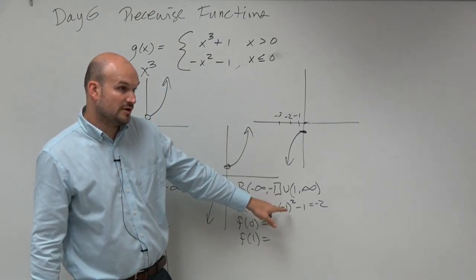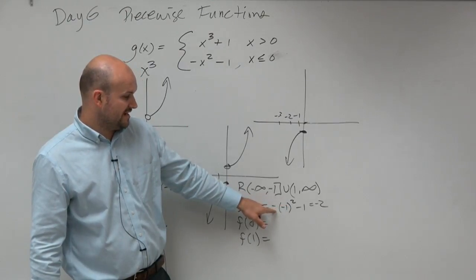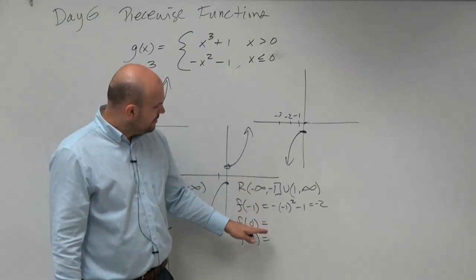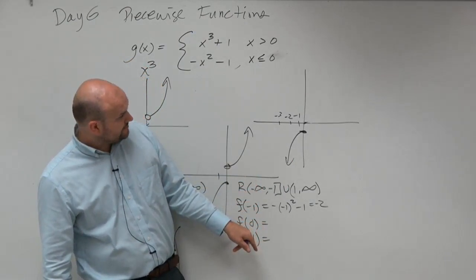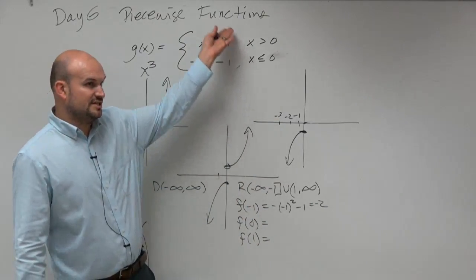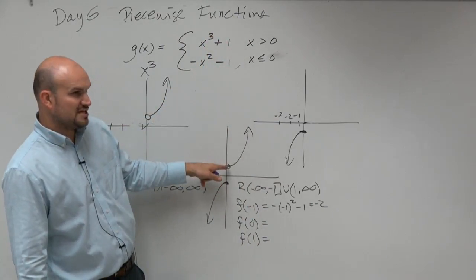Yeah, it's -1 squared, which is +1. +1 times negative is going to be a -1. -1 minus a -1 is going to be -2. When you go to f of 0 now, we have f of 0. Again, we look at which function is dealing with 0. Well, this one's defined. This one's undefined.